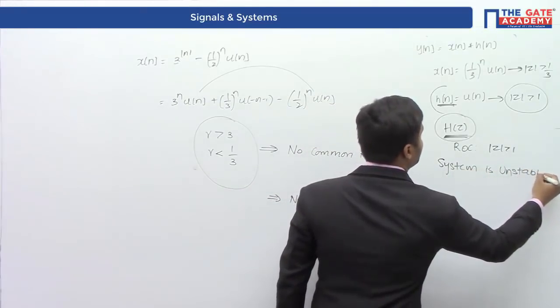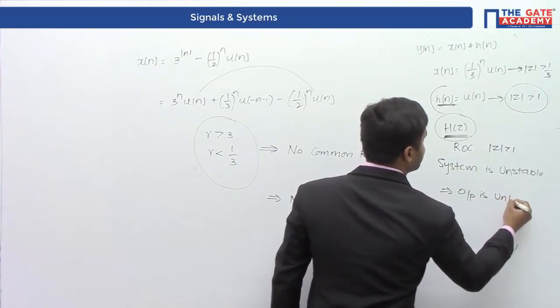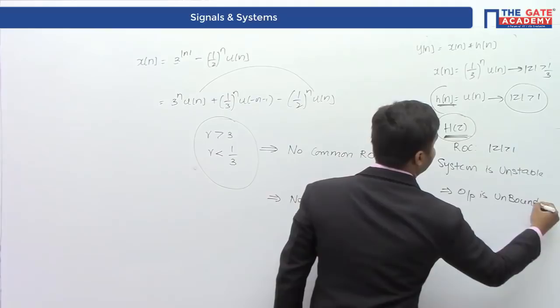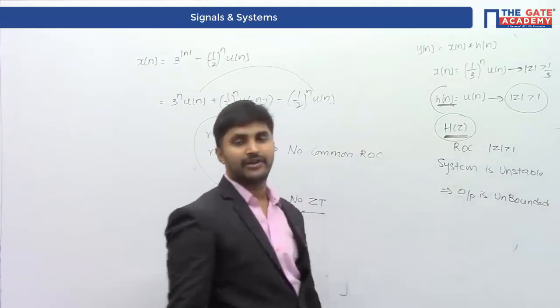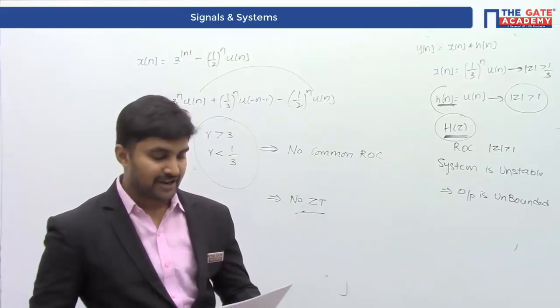If the system is unstable, then the output is going to be unbounded. So in the case of unbounded output, we will never apply the final value. We cannot find the final value because the final value will lead to infinity.